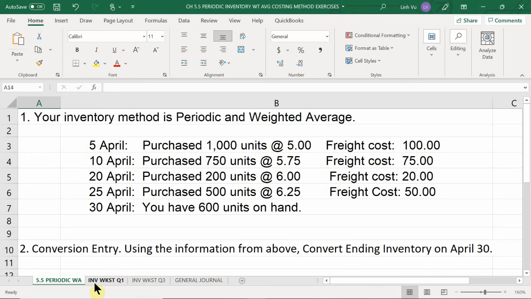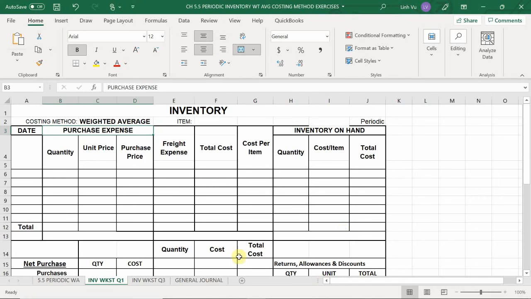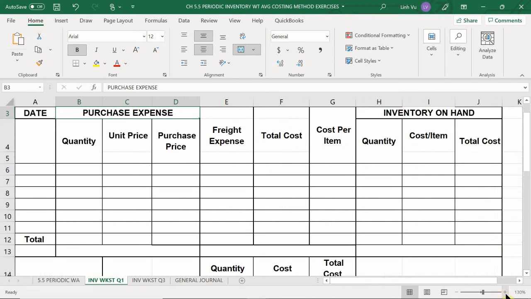So if I have purchased inventory on April 5th, I purchased 1,000 toys at $5 each, with the freight costing $100. I'm going to plug it into my first inventory worksheet over here. Make it a little bigger. So it is April 5th. We purchased 1,000 units at $5 each with the freight costing $100.